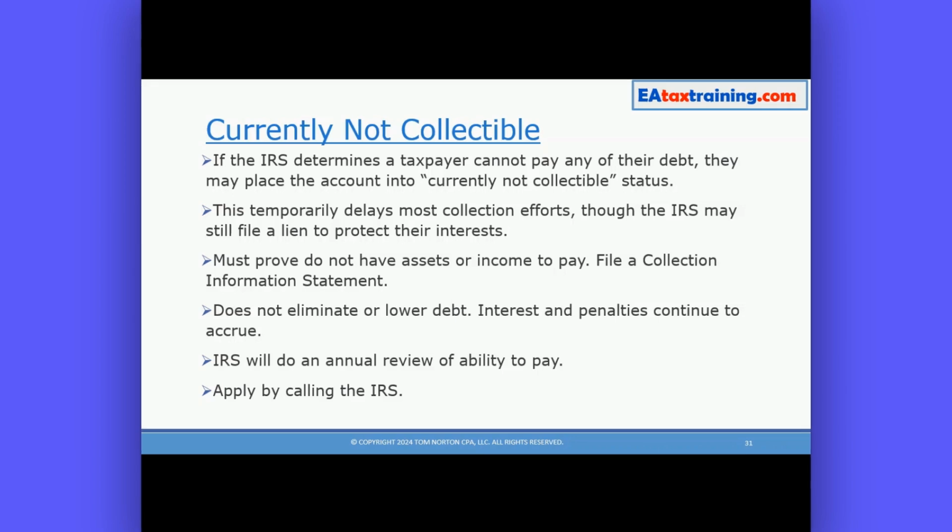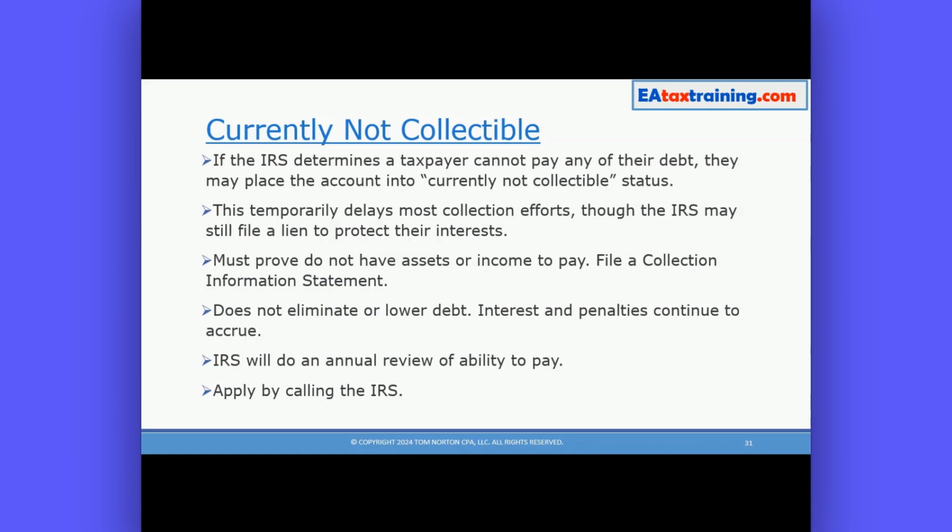In order to get this, you have to be able to prove that the taxpayer does not have assets or income in order to pay, and you have to file a collection information statement. This does not eliminate or lower the debt in any way, and interest and penalties will still continue to accrue. The IRS is going to do an annual review of the ability to pay, and you can apply for this by calling the IRS.